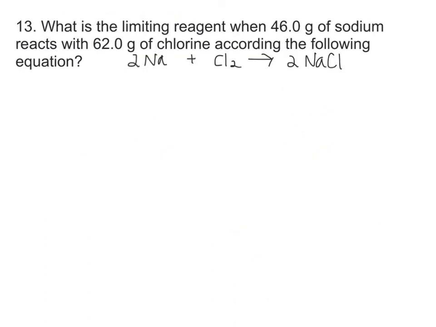All right, next one. What is the limiting reagent when you have 46 grams reacting with 62 grams? So, of course, when we see what is the limiting reagent, we are going to need to calculate which one's going to produce the smallest amount. So we're going to calculate in terms of our product of NaCl. So let's pause it and work with both reactants and solve for sodium chloride.